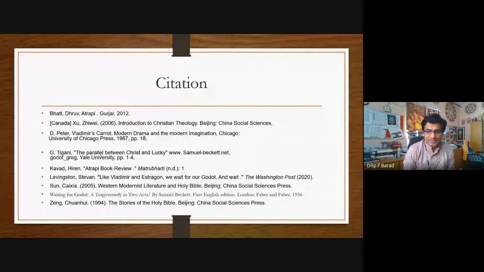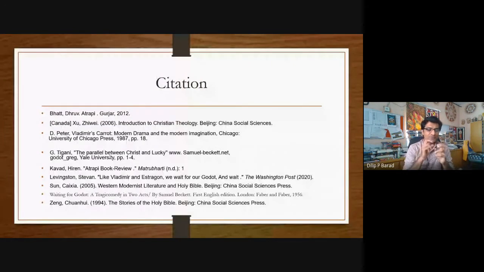This is for everybody, you all can see this. In the first citation, the year is at the last; the sentence ends with 2012. In the second, 2006 is in parentheses after the name. So you see the difference. These are two separate styles. First is MLA style, second is APA style.